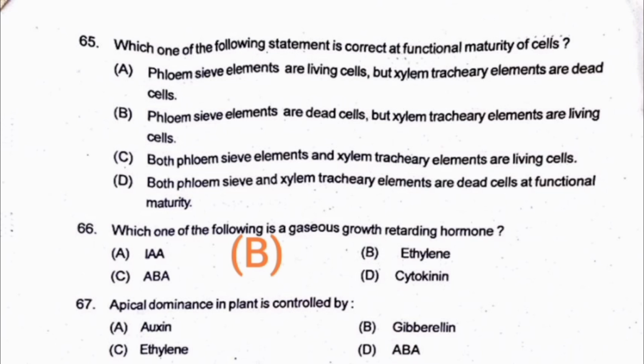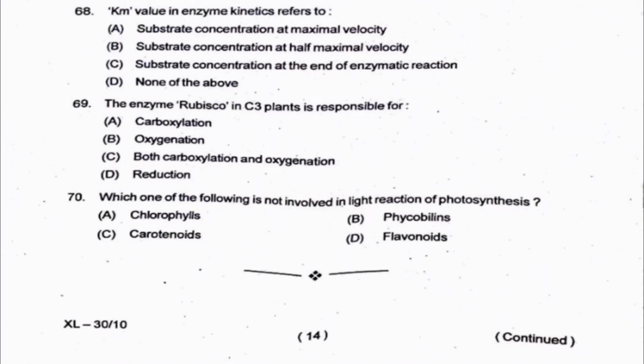Next, question number 67. Apical dominance in plants is controlled by option A, auxin, option B, gibberellin, option C, ethylene, option D, abscisic acid. So, apical dominance is controlled by auxin, option A. Auxin hormone is responsible for the apical dominance process as it inhibits the growth of lateral buds.